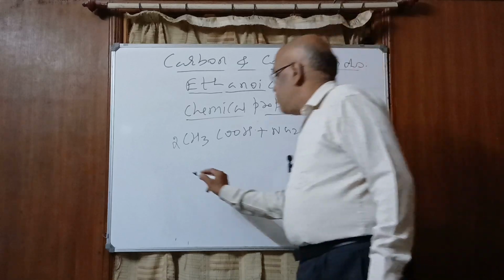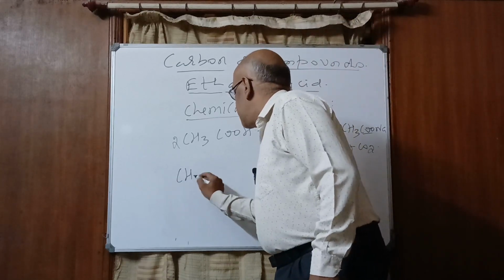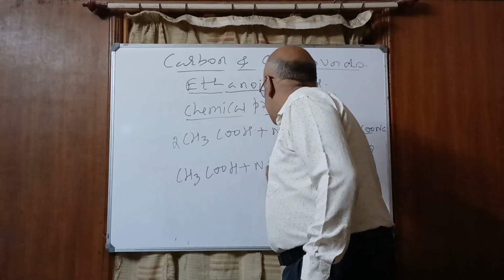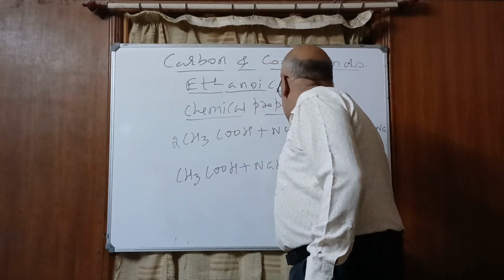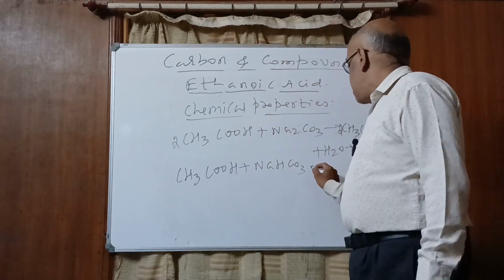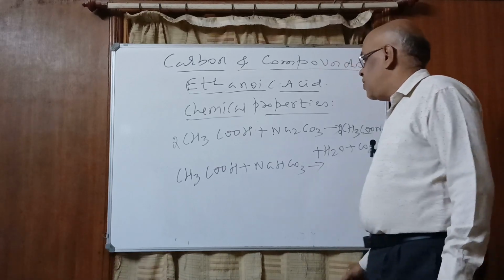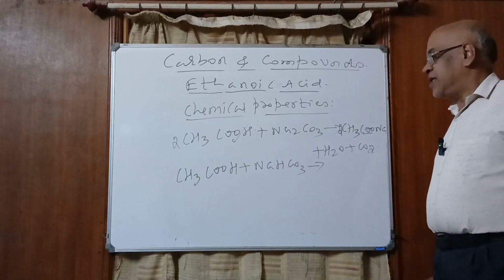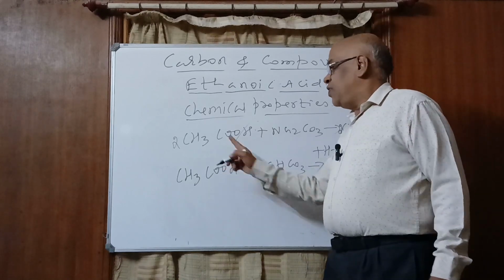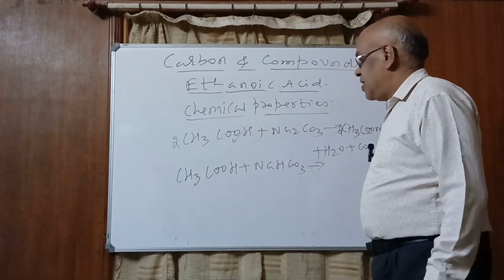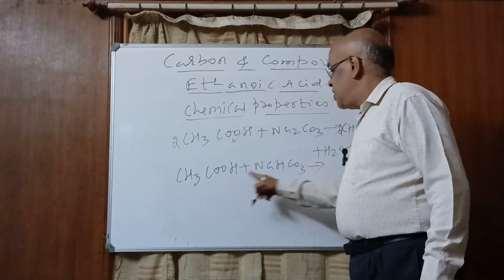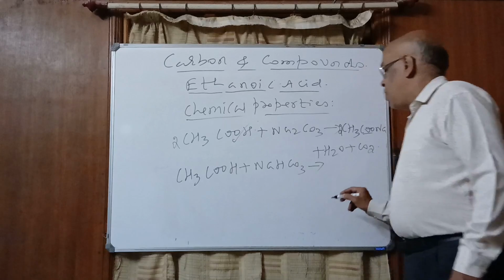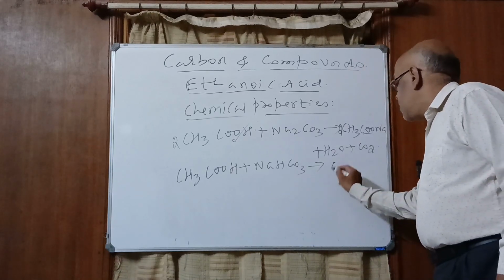Now the reaction of acetic acid with sodium hydrogen carbonate: CH3COOH plus NaHCO3. See children, the beauty of chemistry, I always keep telling you, no? See, this is an example of an unbalanced chemical reaction, which you studied in the first chapter, chemical reactions and equations. What is CH3COOH? Acetic acid. Sodium hydrogen carbonate. What do we get? We get the same product. What is that?